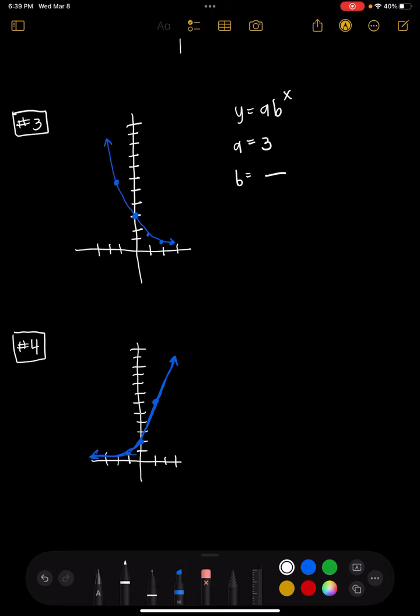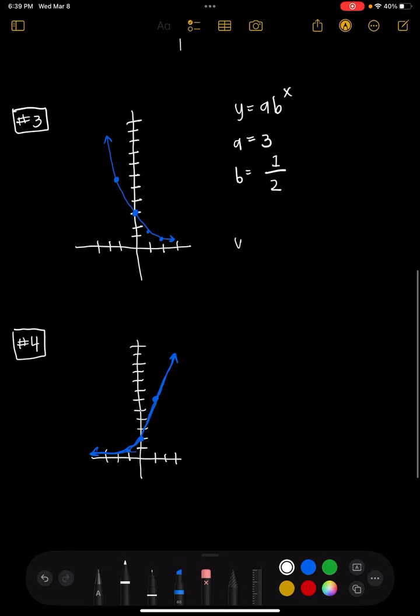And so now that I know that it's dividing by 2, that's the same thing as multiplying by 1/2. So b is 1/2, which means my final equation is y is equal to 3 times 1/2 to the power of x.